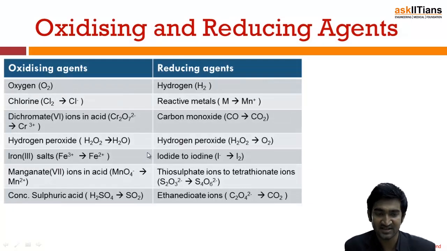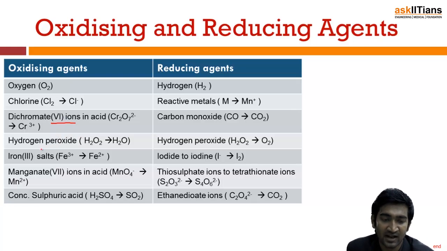Here are some of the oxidizing and reducing agents which I need to discuss with you all. Oxidizing agents include oxygen, all the halogens mostly, like chlorine. Then dichromate ions, Cr2O7 2-, which get reduced to Cr3+ on the product side. Then H2O2, which acts as an oxidizing agent. Then iron salts, Fe3+ salts. Then MnO4-, that is KMnO4, potassium permanganate. Then concentrated sulfuric acid.